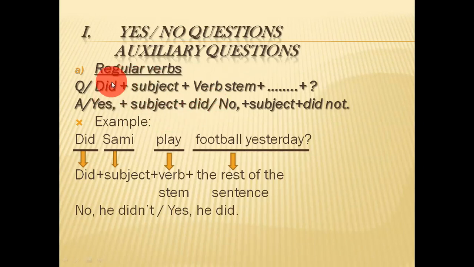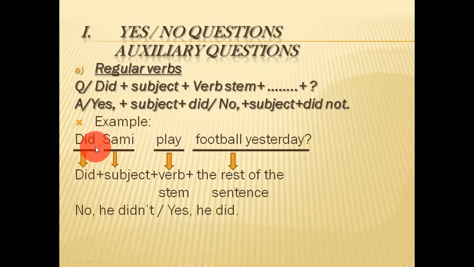So it is reversed: the subject comes in the place of did and did comes in the place of the subject, and you add yes. Or if it is no, you put no, comma, plus subject plus did not. With no you always put not. So no, comma, plus the subject plus did not.